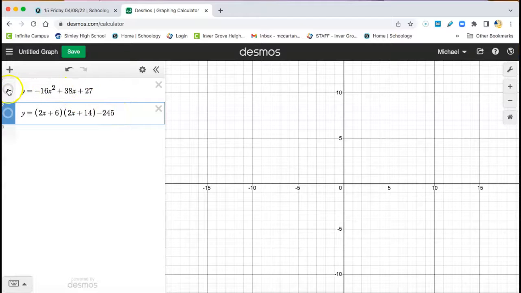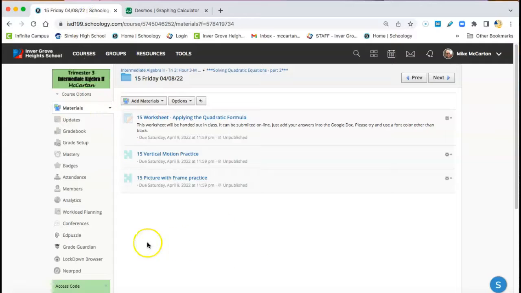All right. For the vertical motion, it gives you two numbers, the 38 and the 27. Just make sure you put them in the right place. The velocity goes first, and the height goes last. Okay. All right, I'm assuming you guys will be okay with that. That's it. Thanks.